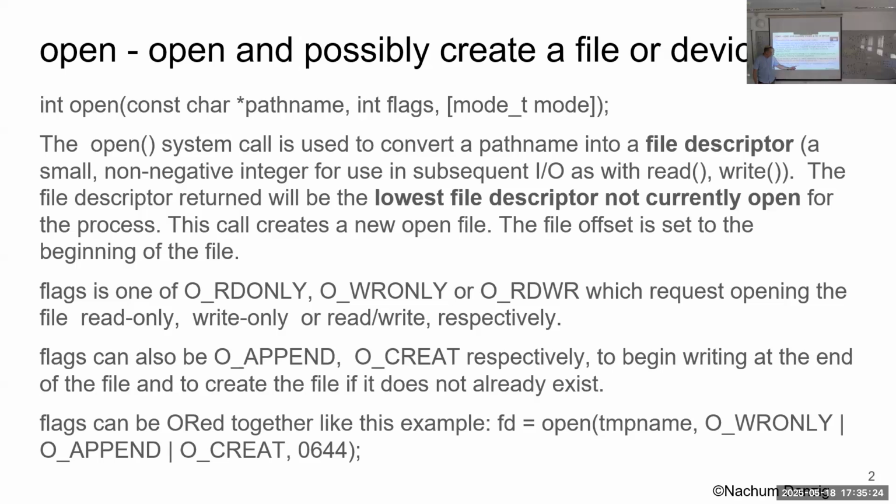The 0 we can ignore really. 644, what does that mean? It means 6 is the owner. The owner gets read and write, and the rest of the world just gets read. So that's kind of a logical way to open a file.